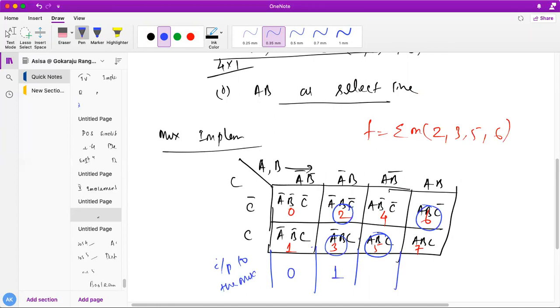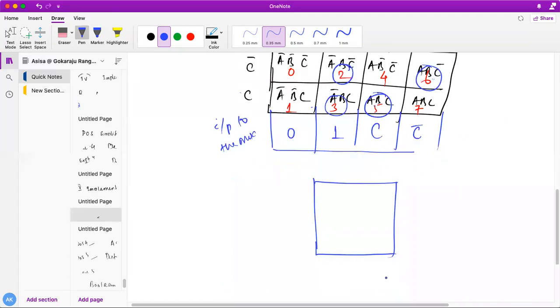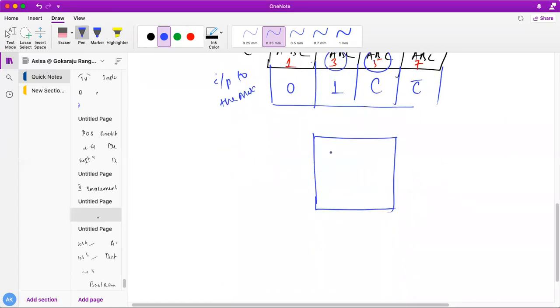Here only one is rounded, what is the corresponding C? It's C. Here only one is rounded, what is the corresponding C? It is C bar. So this is my input to the mux. So the implementation would look like this. So this is my 4:1 mux, which obviously has 4 inputs: I0, I1, I2 and I3. And these are the select lines which are S1 and S0.